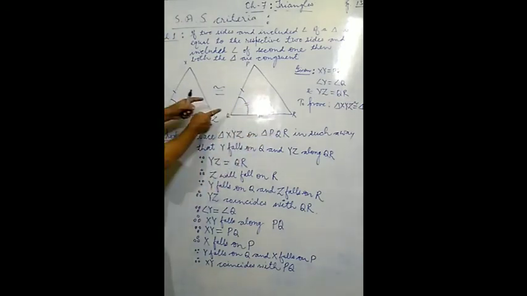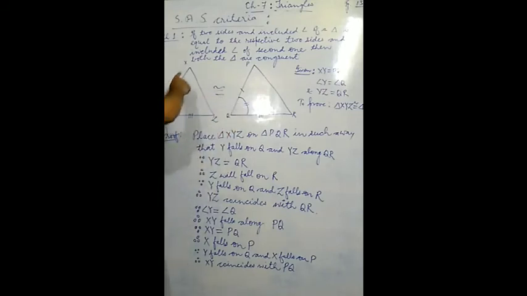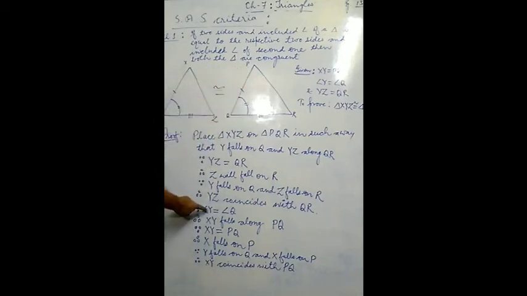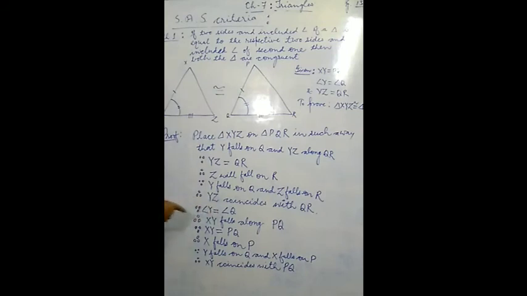Again, since this angle is equal to this angle, therefore this will fall along PQ. The same thing is noted down: since angle Y equals angle Z, therefore YZ falls along PQ. Again, XY equals PQ. Therefore, X falls on P. It is noted down there.